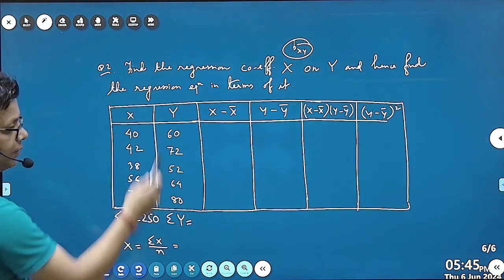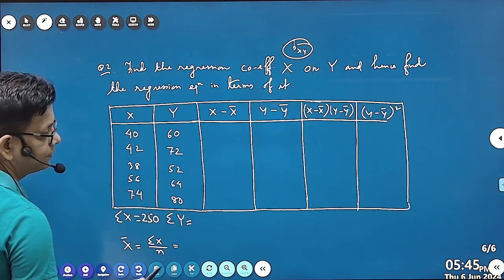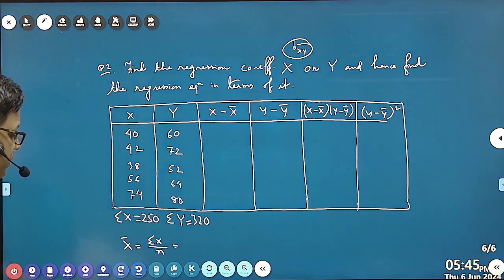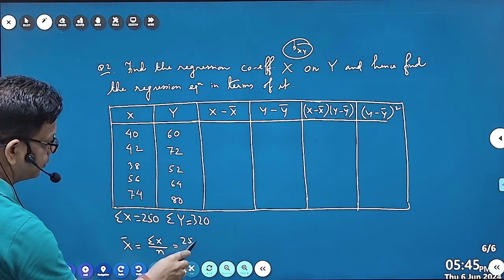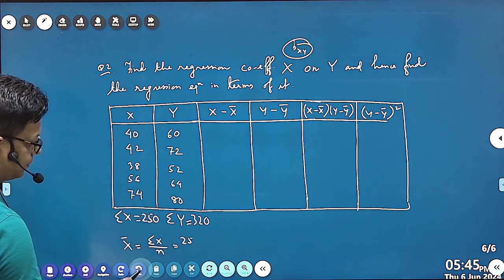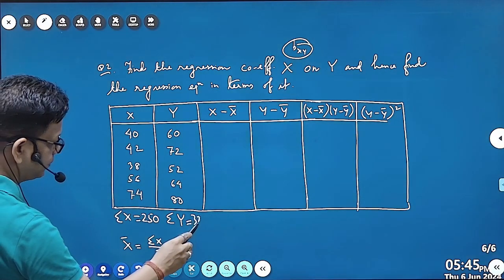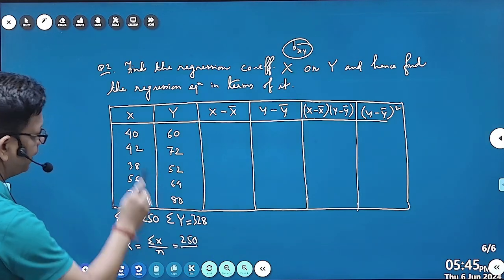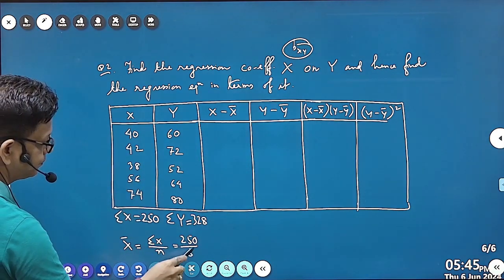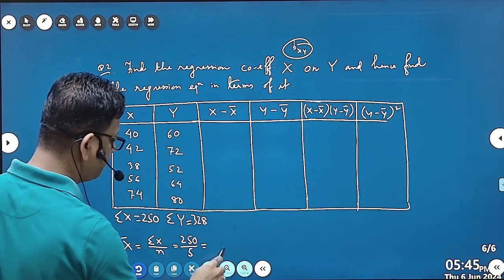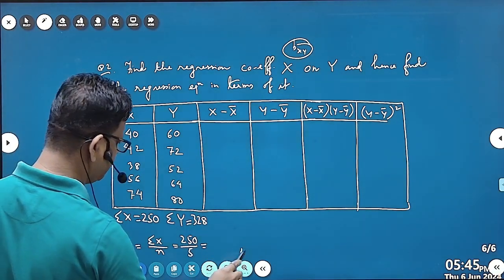And y bar? 320, okay. Now, x bar is summation of x by n. So 250 by... 328. So this will be 250. N means how many numbers there are? 5. Yes or no? N means 5. Get it. Similarly, you also get y bar.